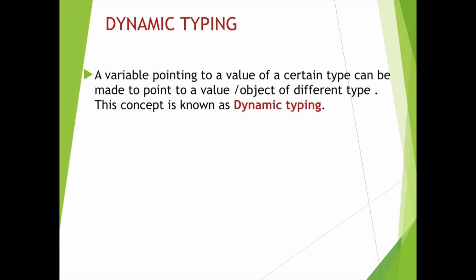This concept is known as dynamic typing. For example, if I have x and now if I write x equals 10, then x will be pointing to what? X will be pointing to 10. Then in the next moment, I can write x equals "hi". What is x now? X is a string now. After that, I can write x equals 4.5. Now x will have the value of a float.